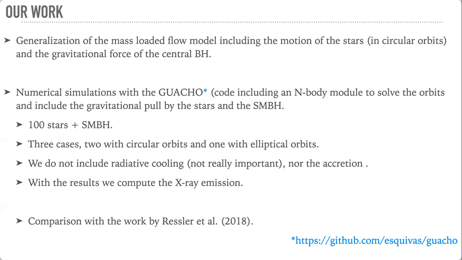In particular, we use 100 stars and the supermassive black hole, and we run 3 cases: 2 in which the initial conditions were with the 100 stars in circular orbits, and 1 with eccentric orbits. We do not include radiative cooling in the code, which is really not important given that the time scales are very fast. There's not really enough time to cool efficiently, except maybe for regions very close to the black hole, but in general, it's not really important. And we use the results to estimate X-ray emission, and we compare our results also with the more detailed work by Ressler et al.